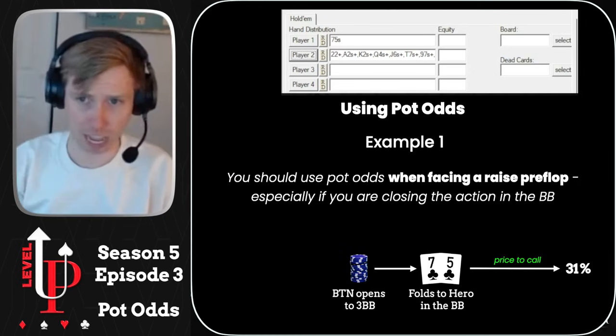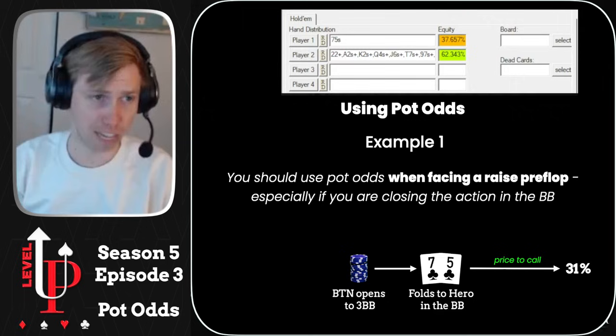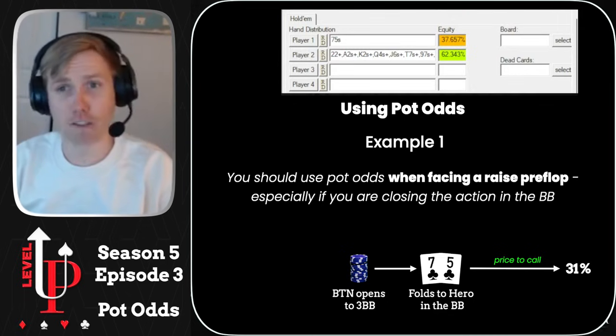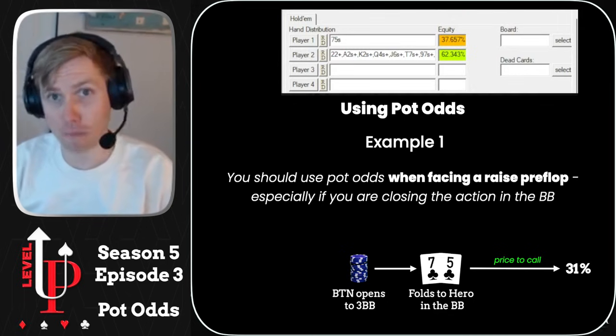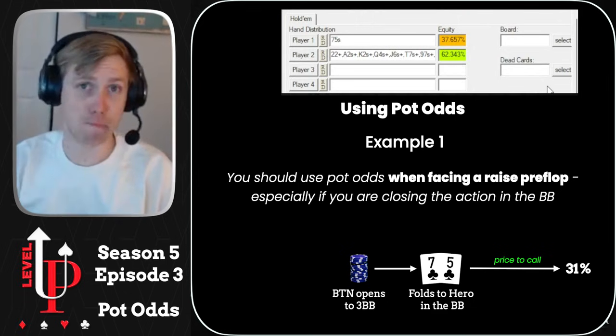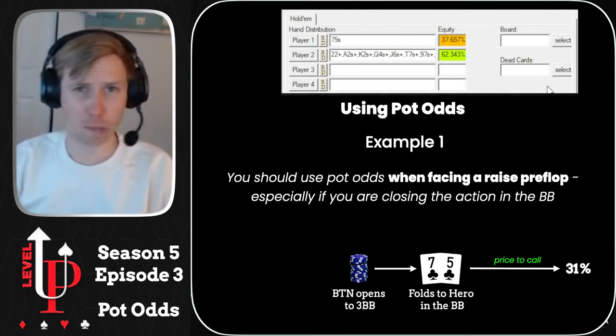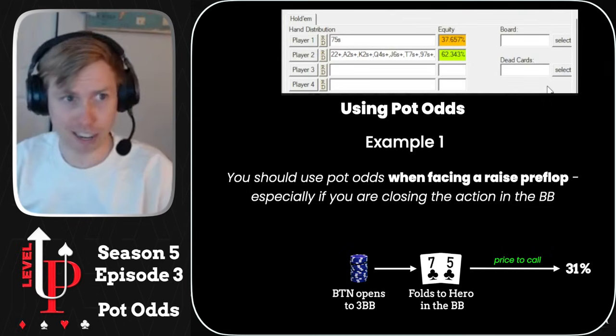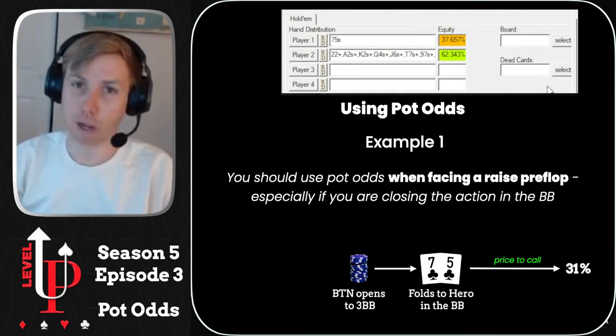I'm just going to click OK and then run the equity calculation. And the result is 7-5 suited has about 38% equity against that button player's range. That's well above the 31% we needed. So this is probably a profitable call.